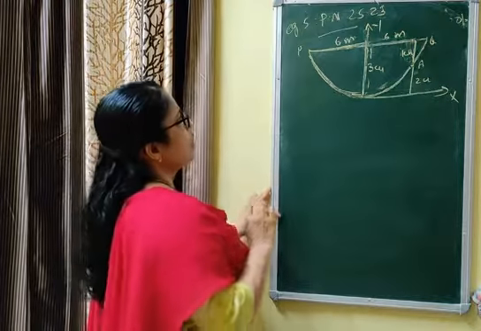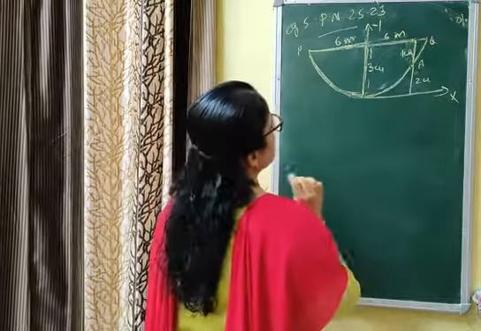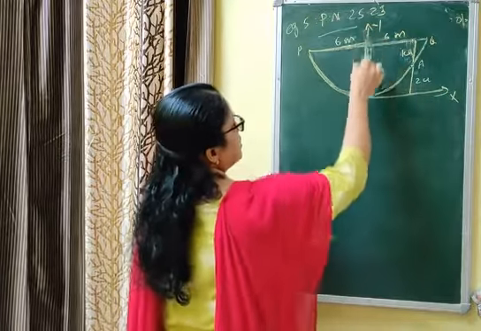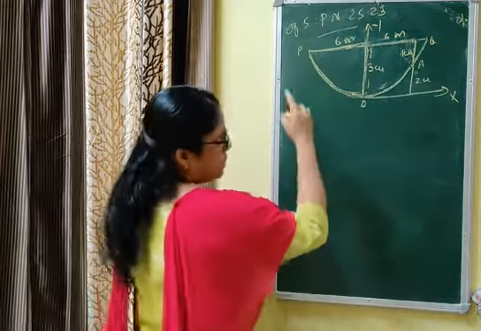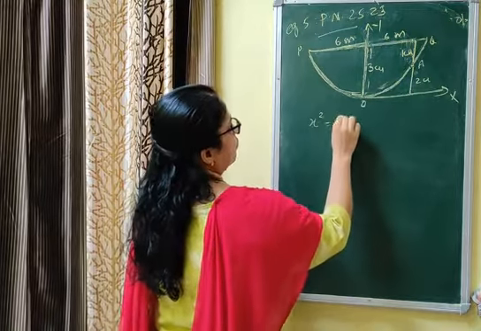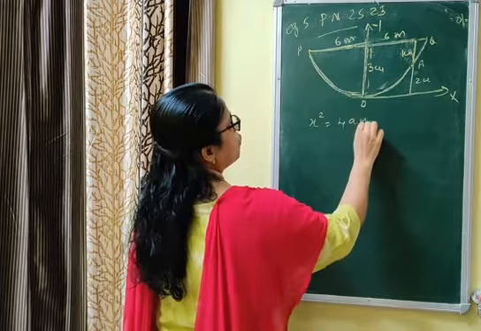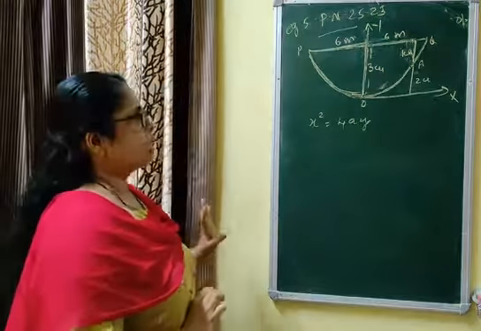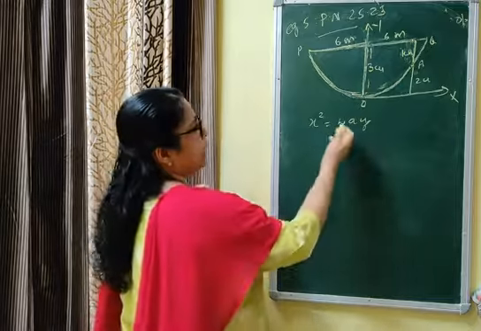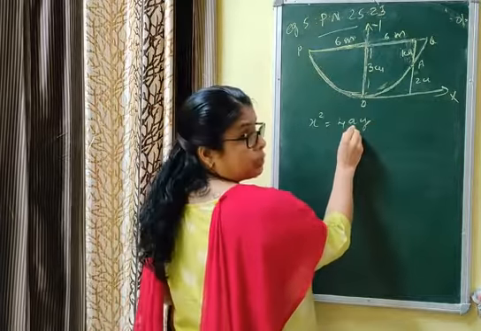Before that, considering OX as the axis and OY as the axis of the parabola, and since it is opening upward, the equation of the deflected beam is x square equal to 4ay. सबसे पहले हमने ये find out किया. Here there is no shifting origin, so you can directly write it. Now you have to find what a is.